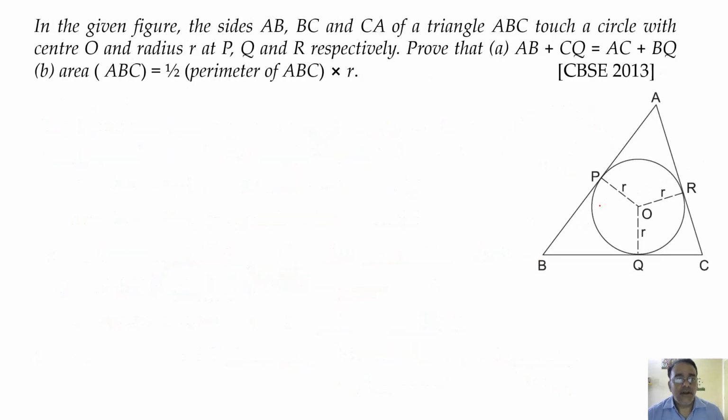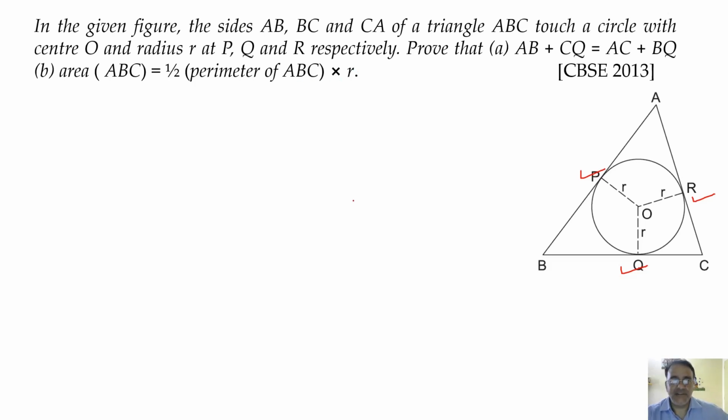No, sir. Right. So now we are moving towards another very important question. In the given figure, the sides AB, BC and CA of triangle ABC touch a circle with center O and radius R at points P, Q, R respectively. Prove that AB plus CQ is equal to AC plus BQ, right?